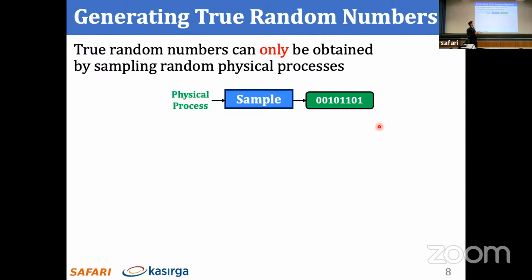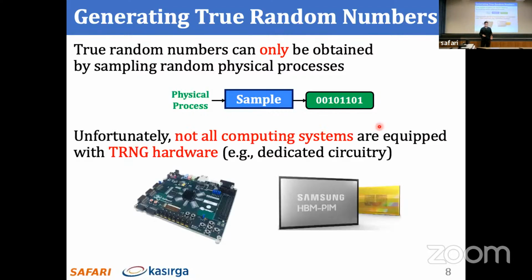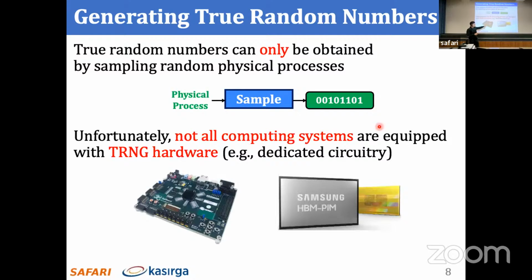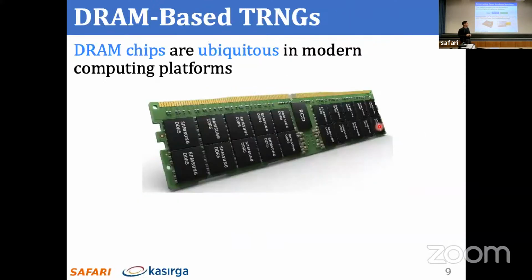True random numbers can only be obtained by sampling random physical processes. And unfortunately, not all computing systems today have devices that we can use to sample physical processes. This limits platforms where we don't have too many resources. We cannot fit many more resources in there to sample random physical processes. Basically, it shrinks the application space of random numbers.